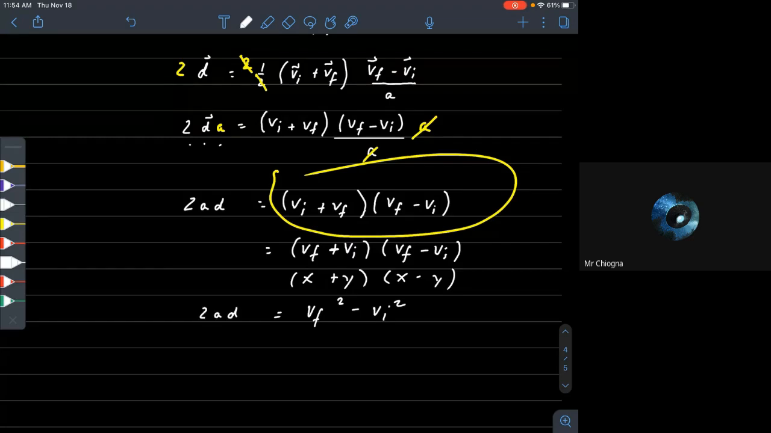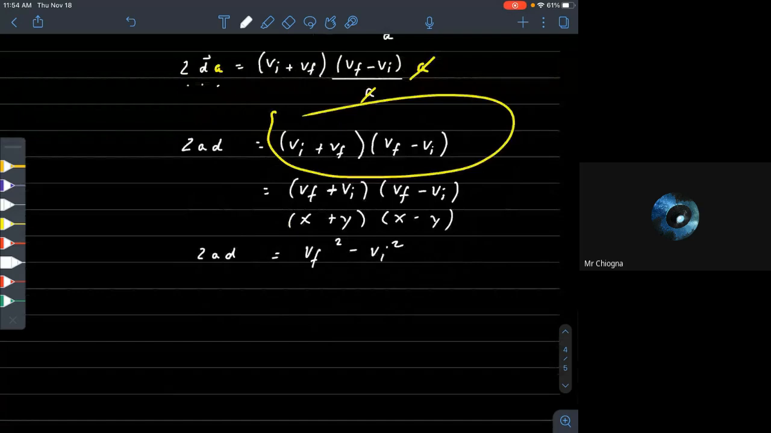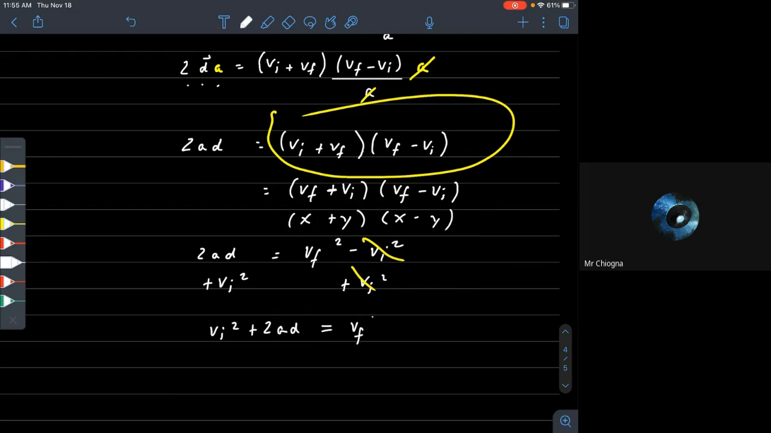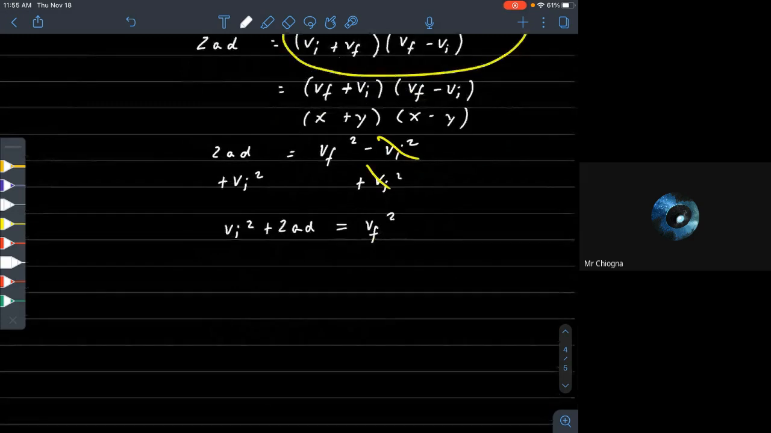One last step. Add the VI squared to both sides. What happens on the right? Yeah, good. So on the left, you get this, and on the right, you get this. I'll flip sides.